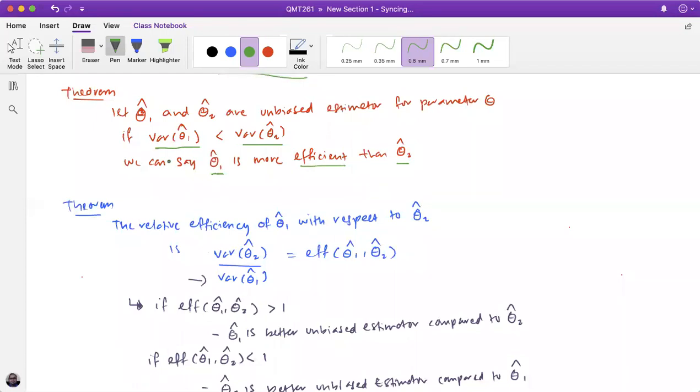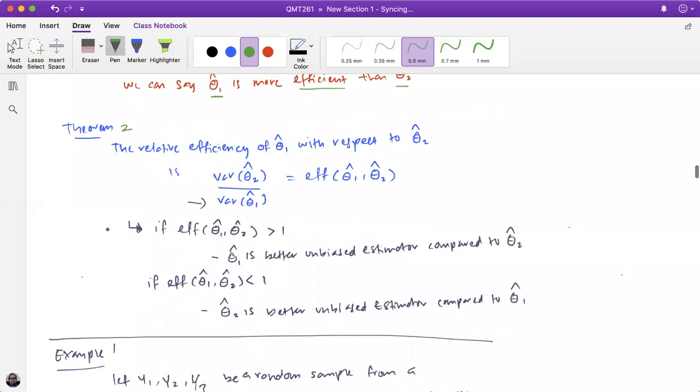So this is theorem number 1 for efficiency. Basically the idea is we want the estimator with the smaller variance. Now look at theorem number 2. This is how to calculate the relative efficiency. You need to remember relative efficiency as well for your test number 1. The relative efficiency of theta 1 hat with respect to theta 2 hat is the variance of theta 2 hat divided by the variance of theta 1 hat.